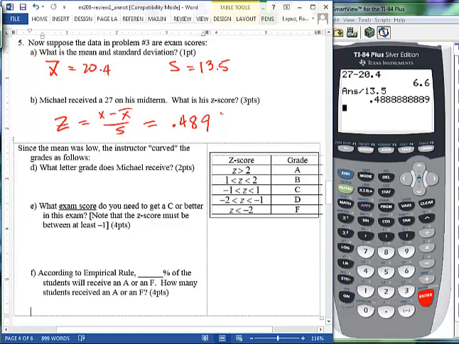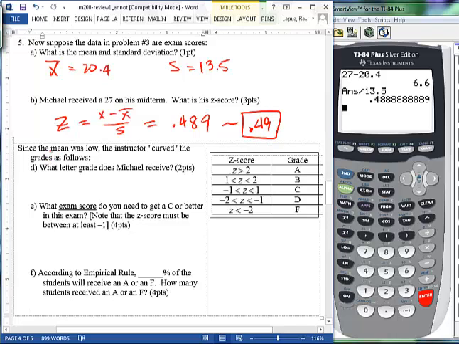or 0.489. Remember, the round off rule for the z-scores is up to 3 decimal places, or 2 decimal places, I guess. So let's just call it 0.49. So he's almost half a standard deviation above the mean. It's positive, so it says it's above, and it's 0.49, which is about 0.5.